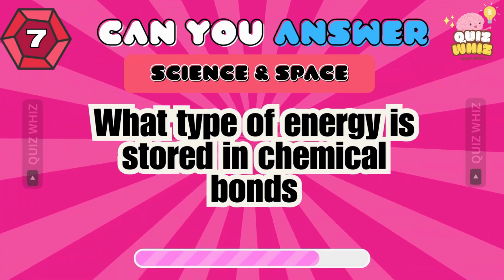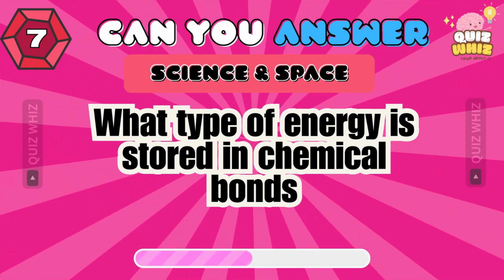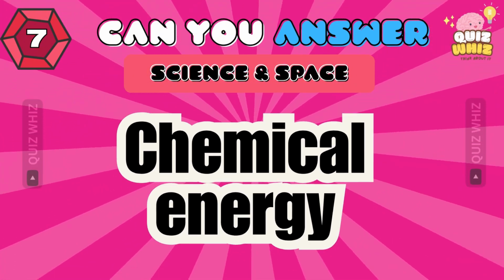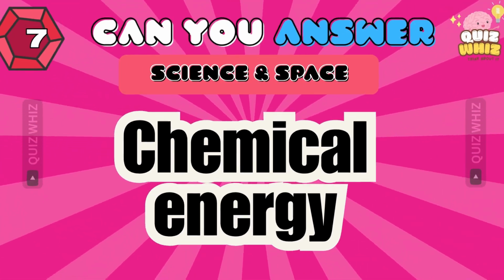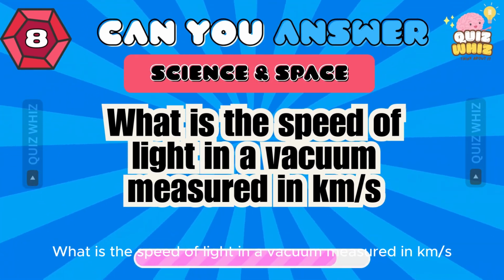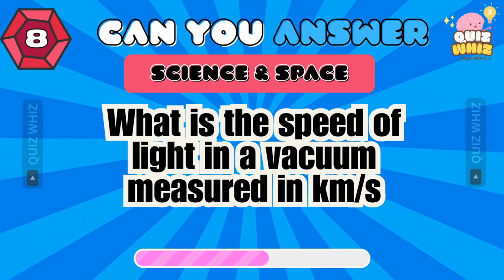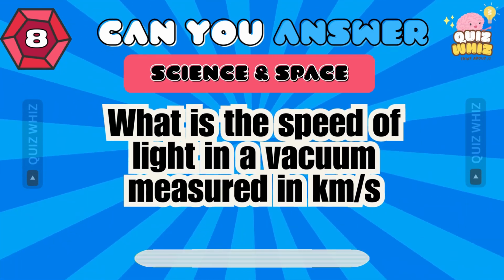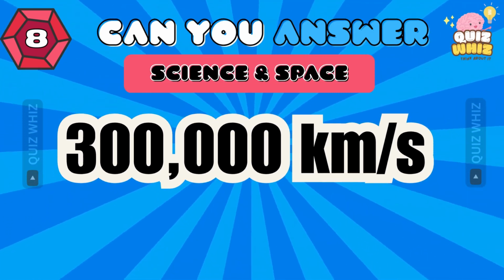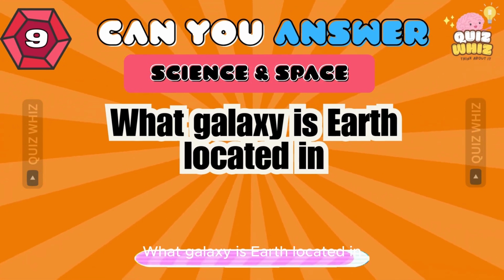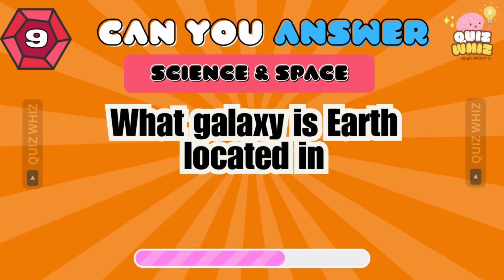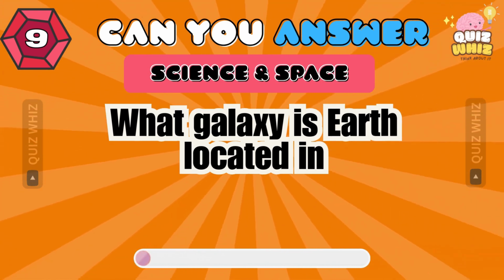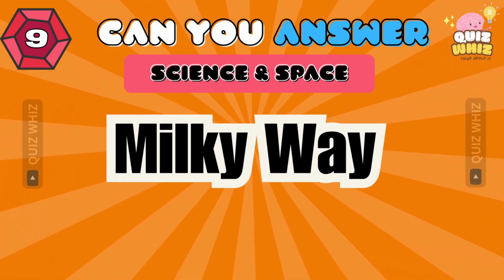What type of energy is stored in chemical bonds? Chemical energy. What is the speed of light in a vacuum measured in kilometers per second? 300,000 kilometers per second. What galaxy is Earth located in? Milky Way.